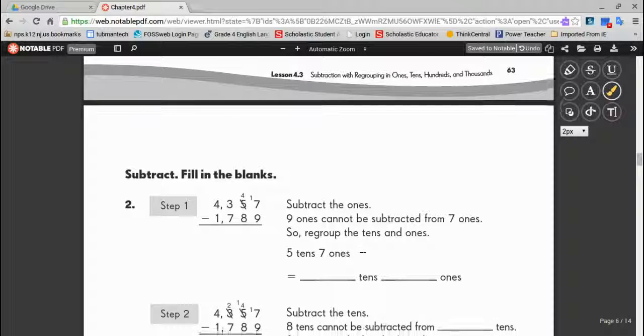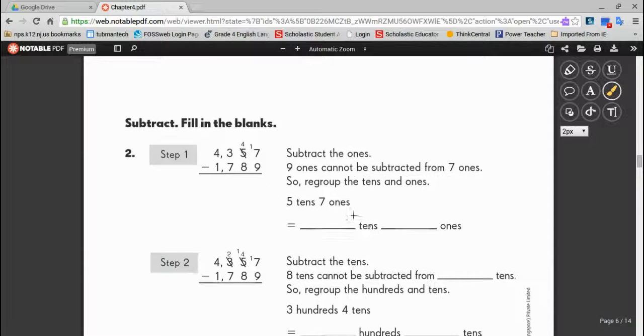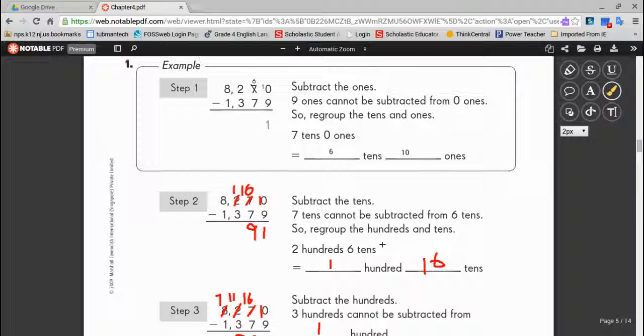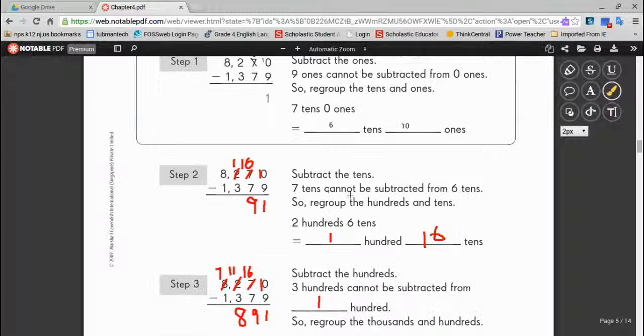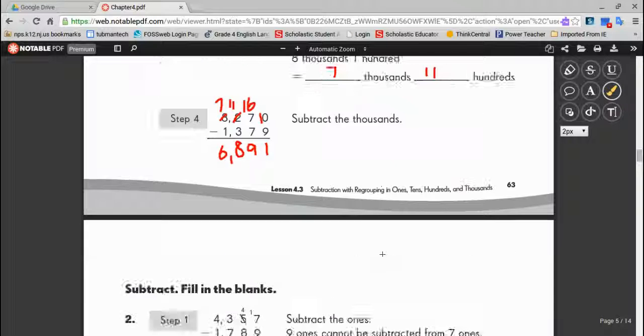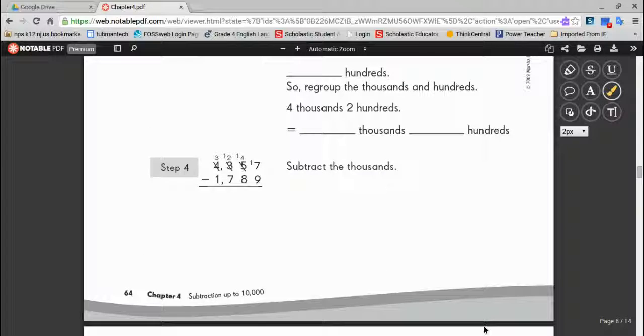Alright, so we did the entire page 63. Page 64 is the same exact problem, so you can do 64 by yourself. If you have a hard time with this, review the video again, rewind and watch how I did this entire page so that you can do page 64. Okay? Alright, get started. Good luck.